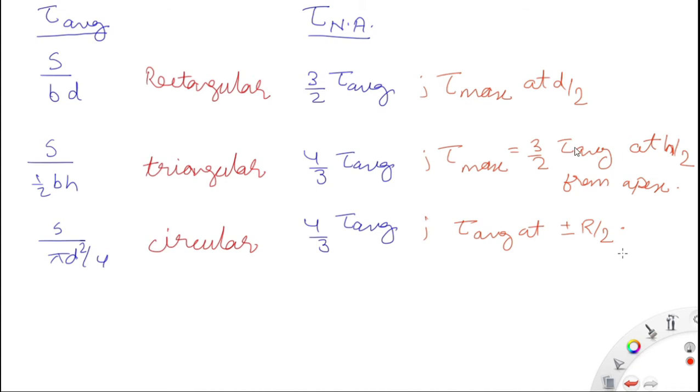Then tau max is at h by 2 from the apex for a triangular cross section. Okay, so h is the total height of the triangular cross section, and h by 2 from the apex means from the top vertex. So from the top, h by 2 distance is the maximum shear stress position in a triangular cross section. Then for a circular, it's plus minus r by 2, means radius by 2. If you are taking up as positive, then the bottom, means downwards, is negative. So r by 2 plus minus.